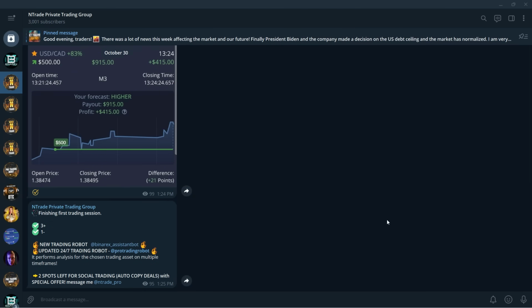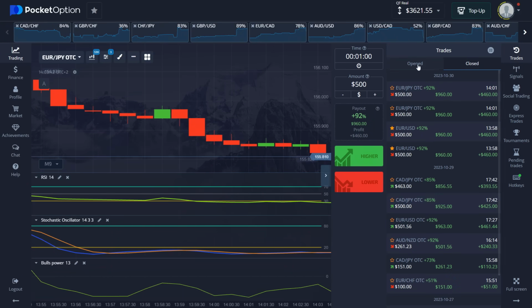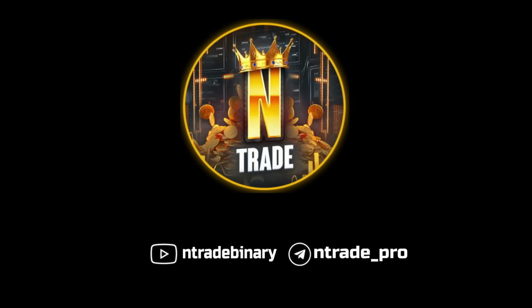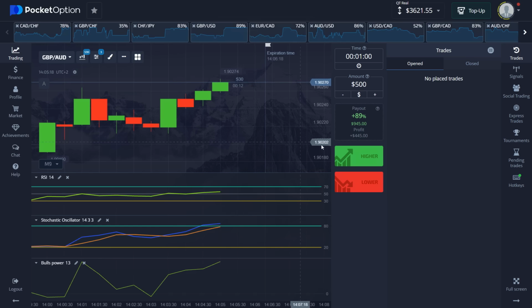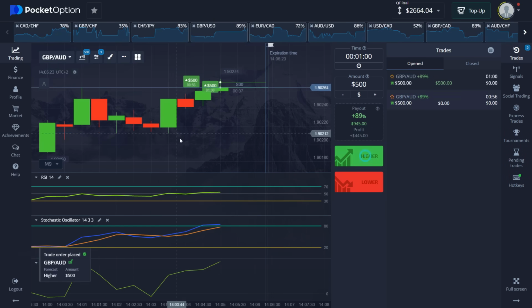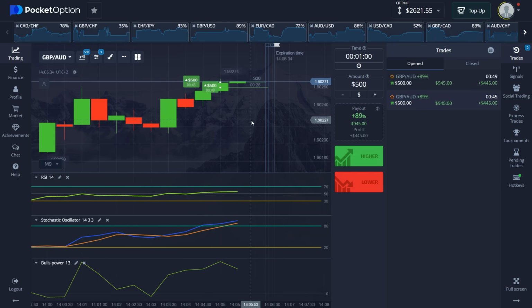And now let's do one more trade. That is all that's left. We did one trade on OTC market, one trade on regular market, and I want to do one more on regular market. So let's go and find that suitable asset. And here is a beautiful opportunity for us to enter a trade. I'm gonna place 2 trades, $1,000. You can see RSI moving up, stochastic oscillator moving up after the cross, and bull's power is going up as well. So this should be an easy win for us in 45 seconds.